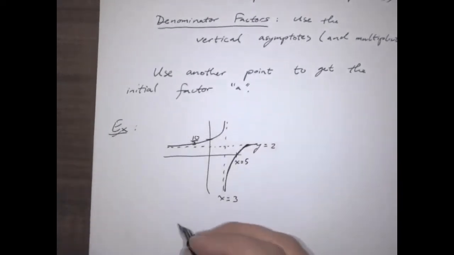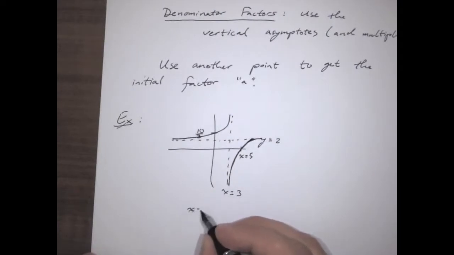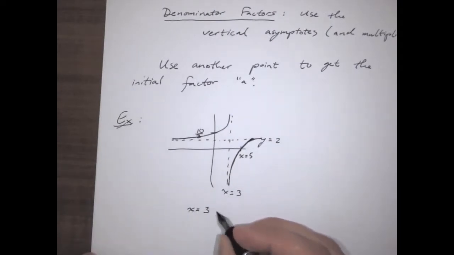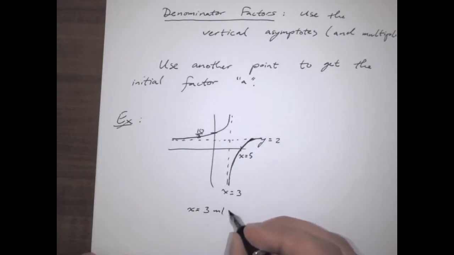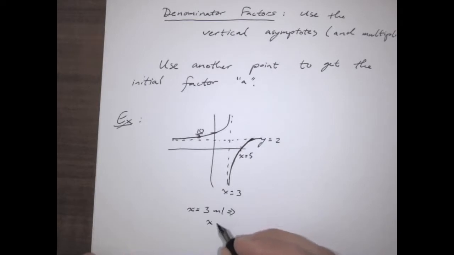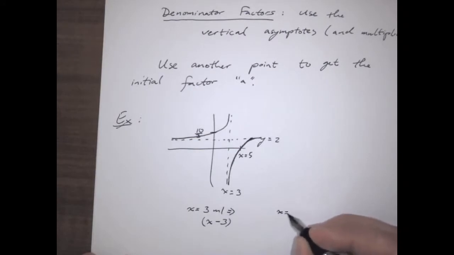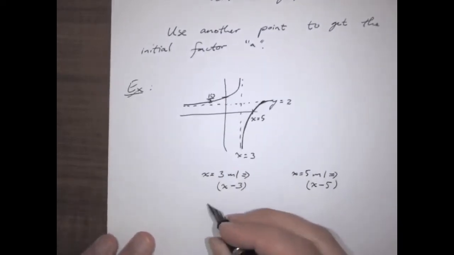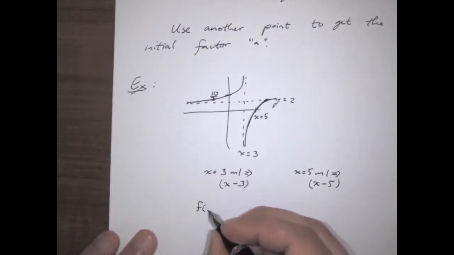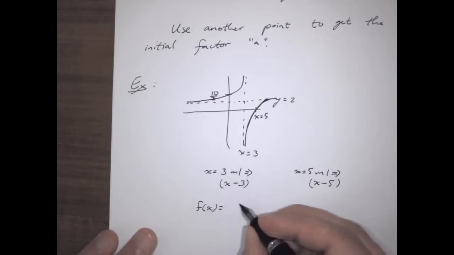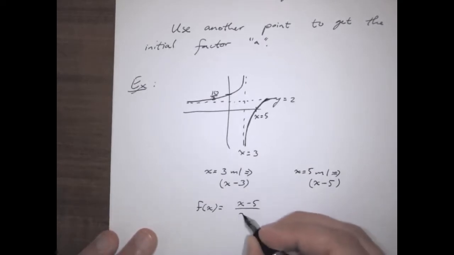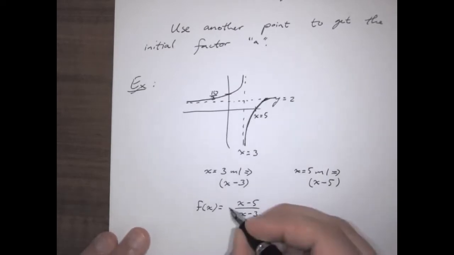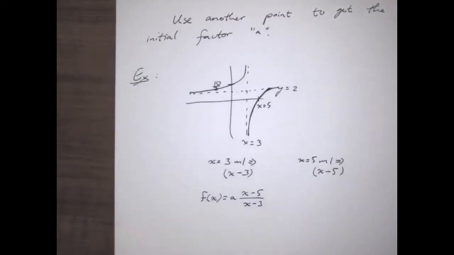Okay, so part of this we can just immediately spit out. So x equals 3 is the vertical asymptote, multiplicity 1. That implies x minus 3 in the bottom. X equals 5, multiplicity 1. That implies x minus 5 in the top. And so we already have most of the formula. F of x is equal to x minus 5 over x minus 3. But there's a mystery coefficient of a that we have to deal with.